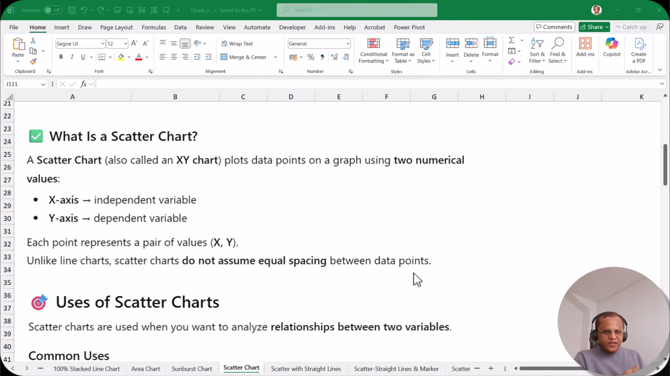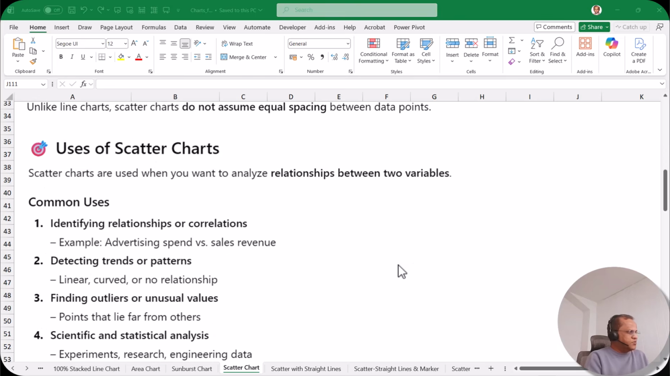Now, in case of a scatter chart, suppose you have, let's say, the values 1, 2, and then 5. Between 2 and 5 there is no other value. So in a scatter chart, the spacing between 1 and 2 and the spacing between 2 and 5 will not be equal. The spacing between 2 and 5 will be much more than the spacing between 1 and 2. This is what we mean by this sentence: unlike line charts, scatter charts do not assume equal spacing between the data points.